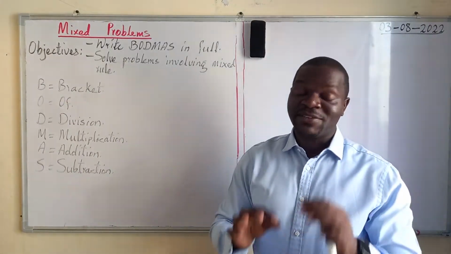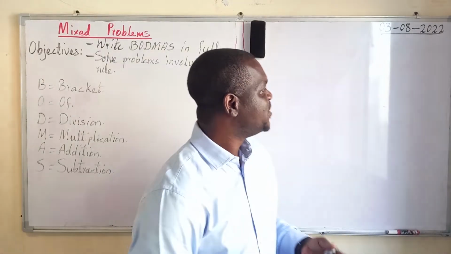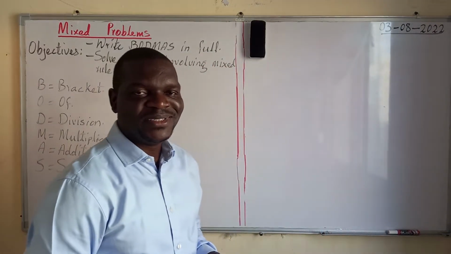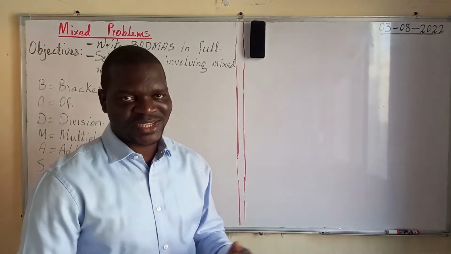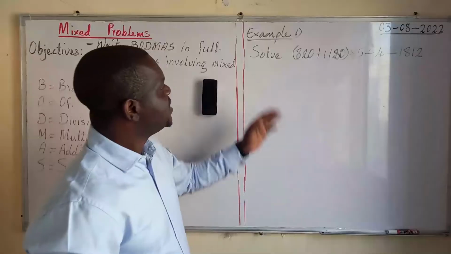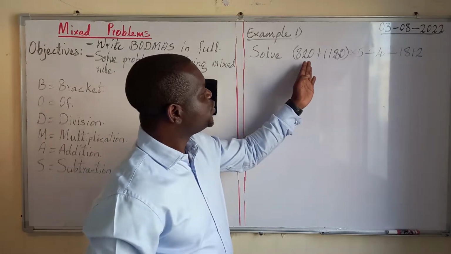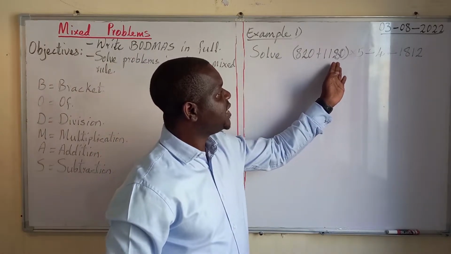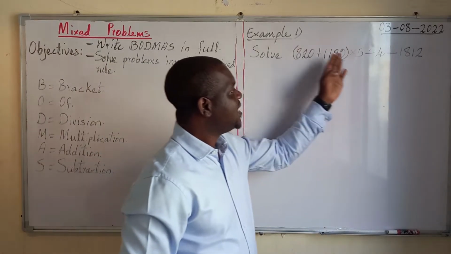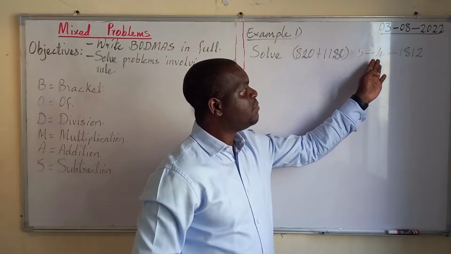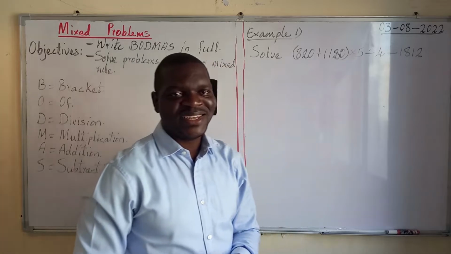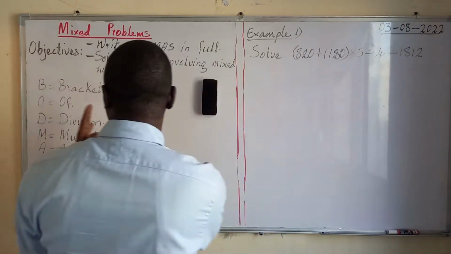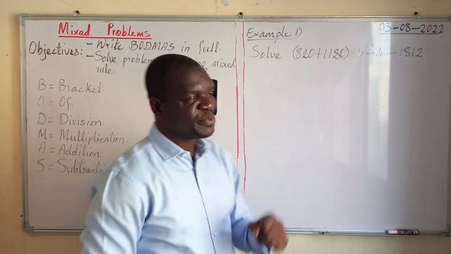Without waste of time and for better understanding, we're going to look at an example so that we can see practically what we are supposed to do. Solve 820 plus 1180 in bracket times 5 divided by 4 minus 1812. We are going to apply the rule of BODMAS and solve this problem.